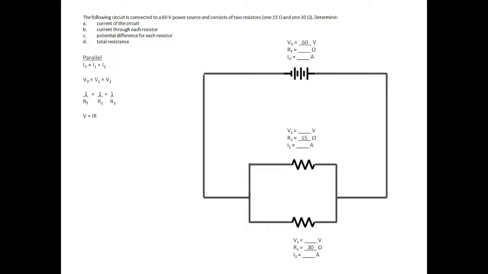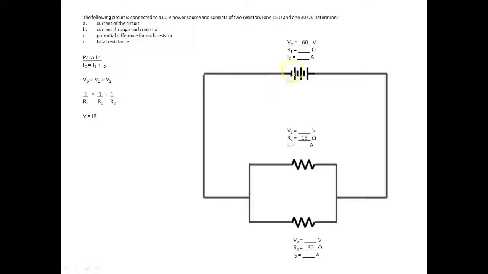Because this is a parallel circuit, my electrons are going to come out of my power source, come down the wire, and come to this junction where they can go down this path or they can go down this path. Therefore, the sum of the current for this path and this path is equal to the current that came out of my power source.